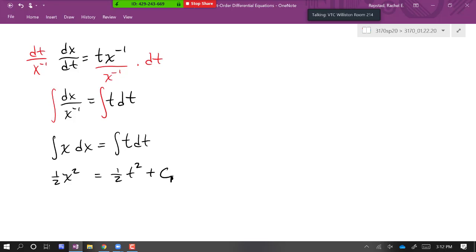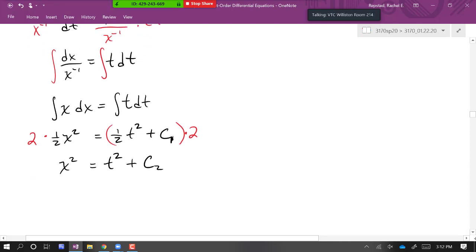We want to get x as a function of t, so we have 1/2 x squared equals 1/2 t squared plus c1. I'm going to just get rid of the fractions. I'm going to multiply both sides by 2. So x squared is equal to t squared plus 2 times c1. I'm going to replace that with a new constant c2.